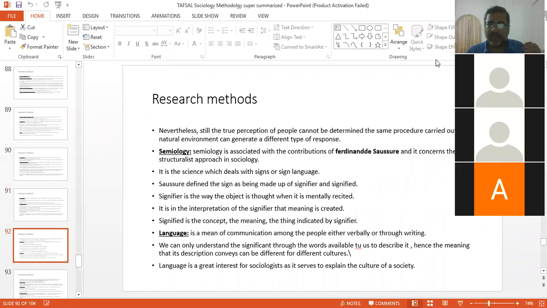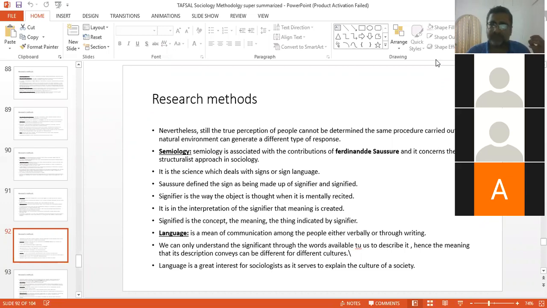And then there is, of course, something that we have already discussed, and that is semiology. So semiology is associated with signs and the language of sign language. The signs are made up of signifiers and signified. So that is the important term that you have to keep in mind. So what is a signifier? Signifier is the way the object is thought of when it is mentally recited. What do you think about an object? How does it conjure up images in your mind?